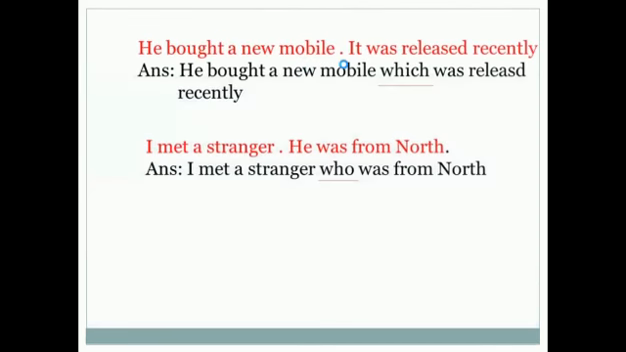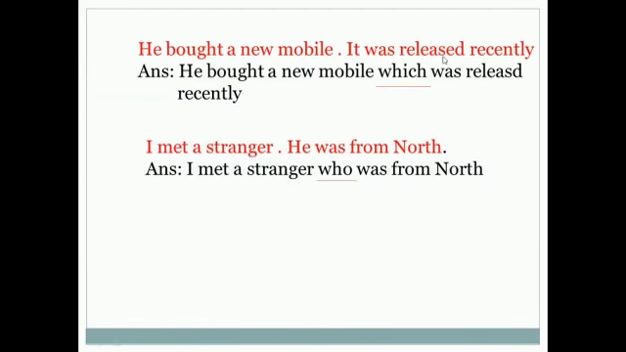And next, he bought a new mobile. It was released recently. So he bought a new mobile which was released recently. So it refers to an object, so we have to use which. I met a stranger, he was from the north. So we refer to a stranger, nothing but a person. So I met a stranger who was from the north. He was removed.